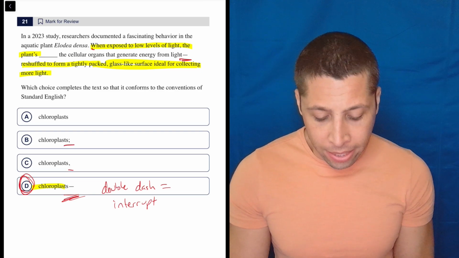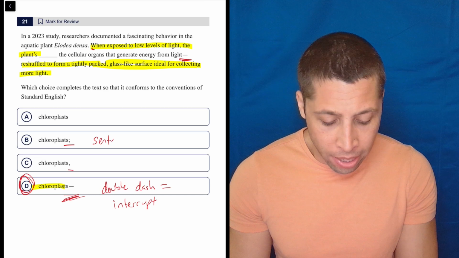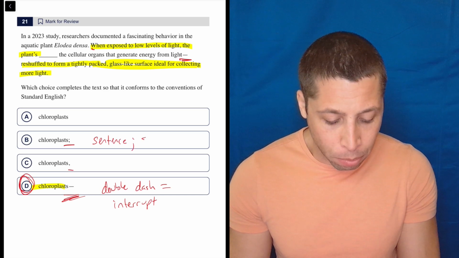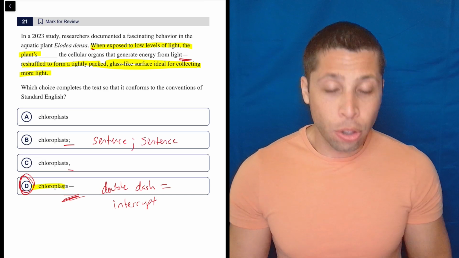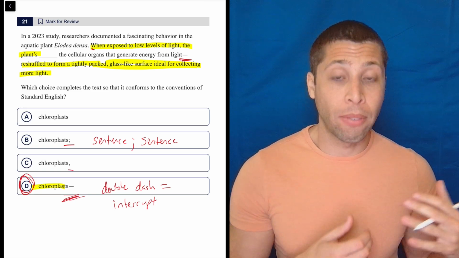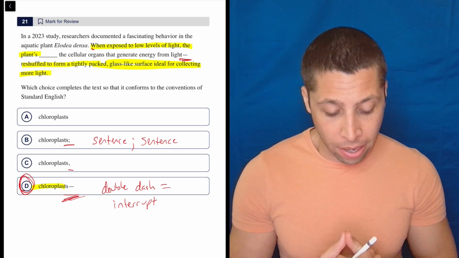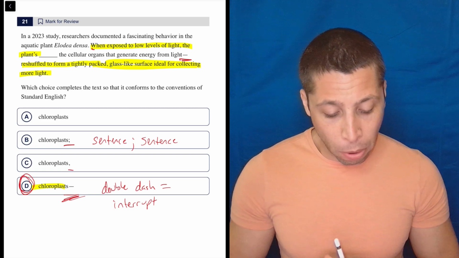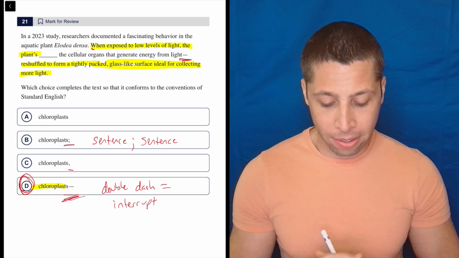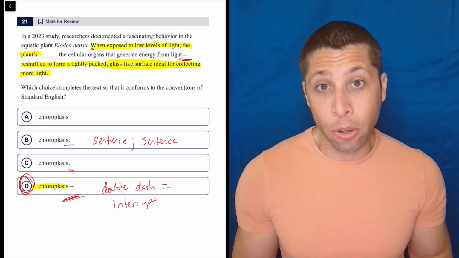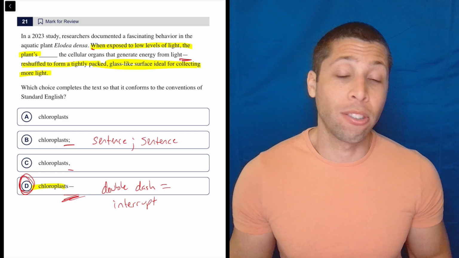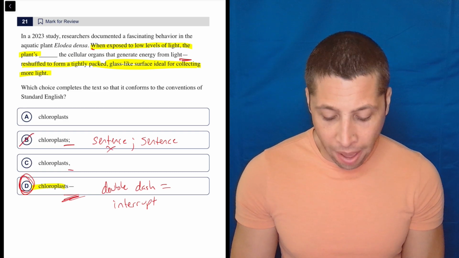One other thing I'll add is a semicolon is very easy to check. In order to use one, in 98% of cases, we need to check: do we have a sentence before? Do we have a sentence after? In this case, I don't think we have a sentence before. When exposed to low levels of light, the plant's chloroplasts. Well, what do they do? We don't have a verb there. They're just not doing anything, so that's not a sentence, so it fails that test, and that's why it's wrong.